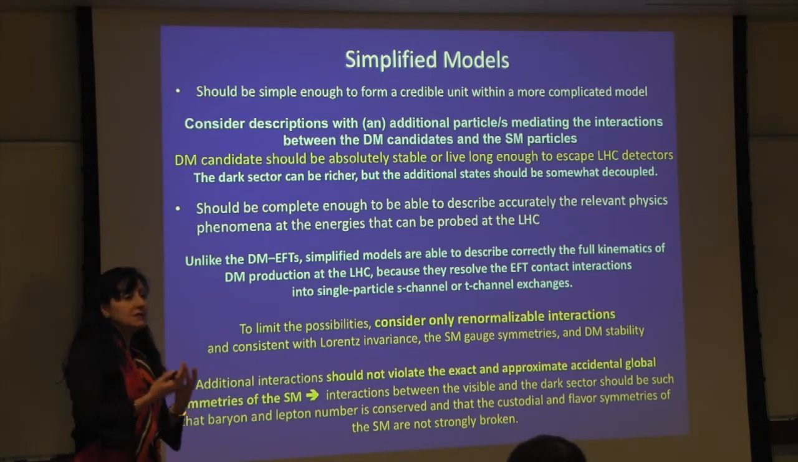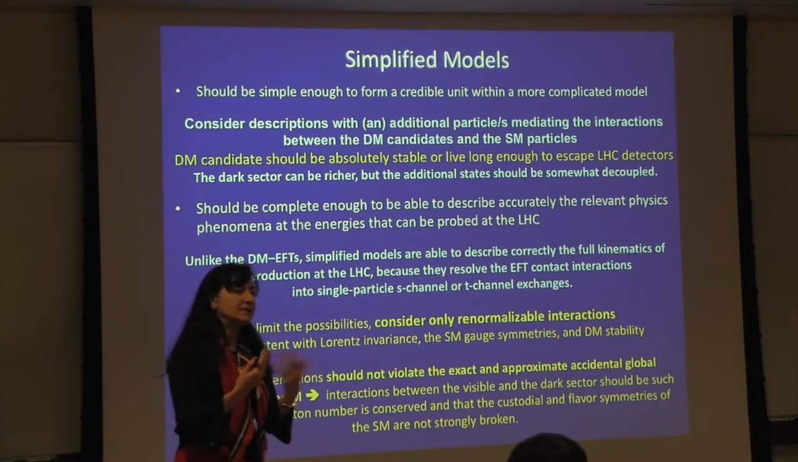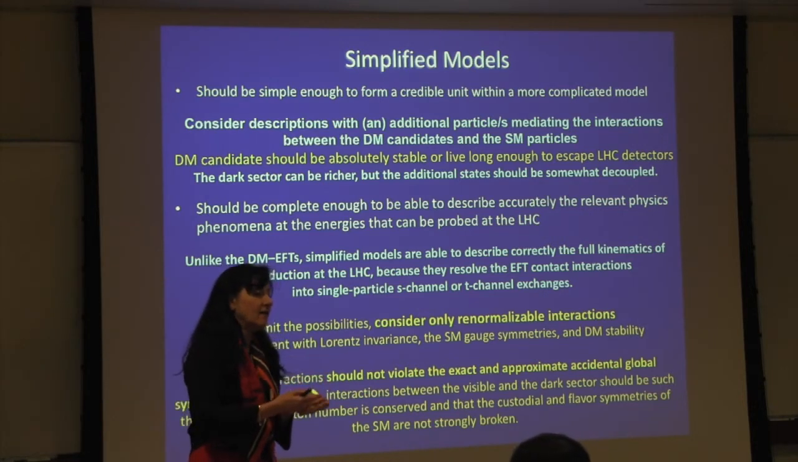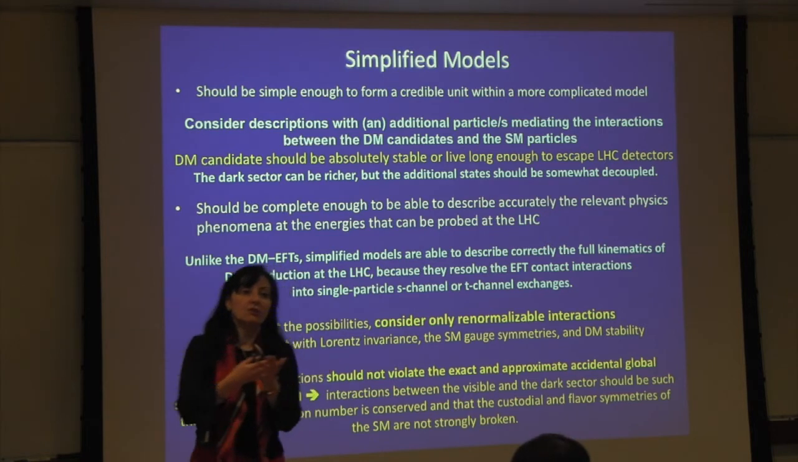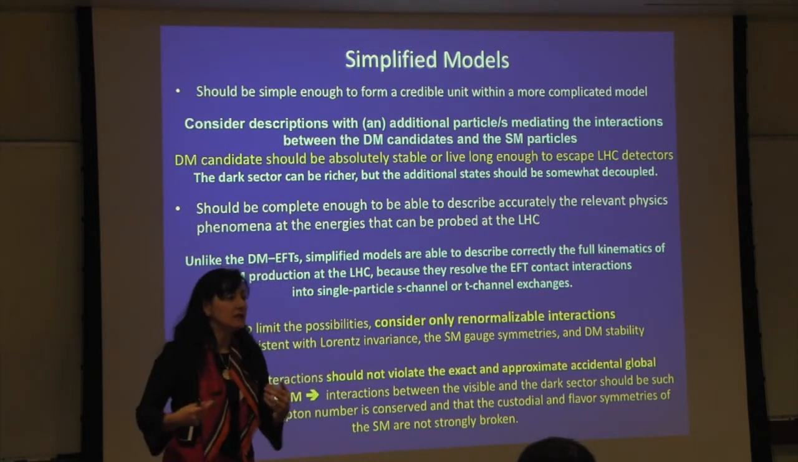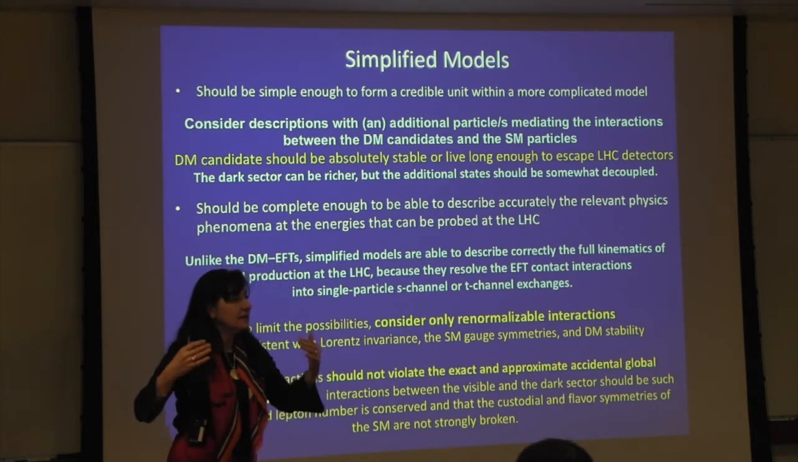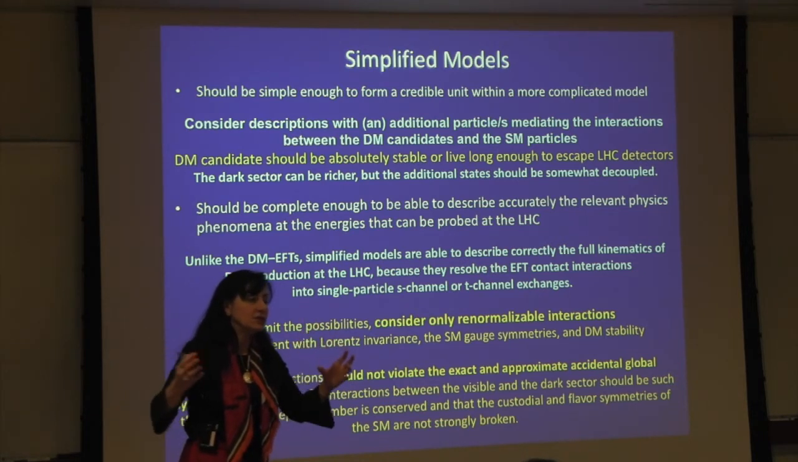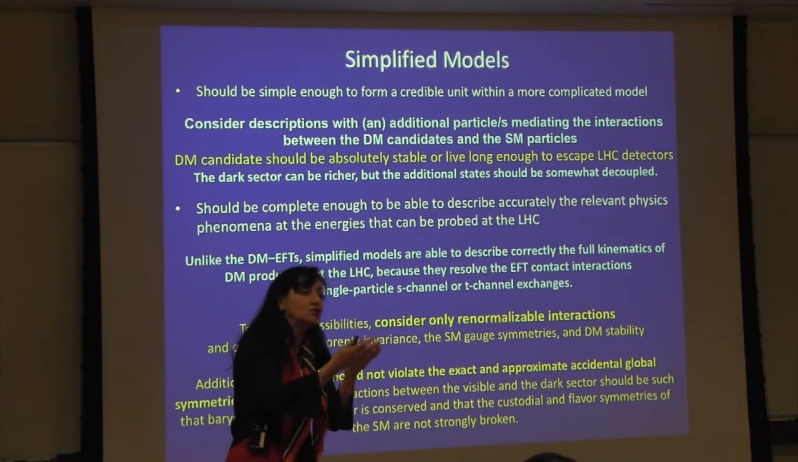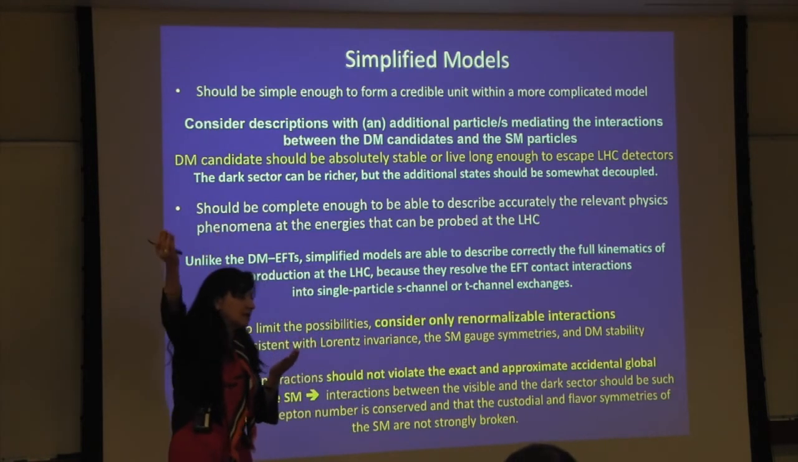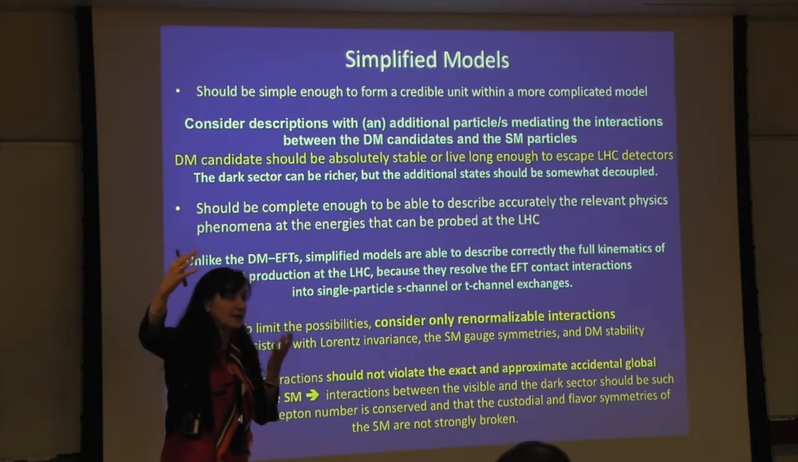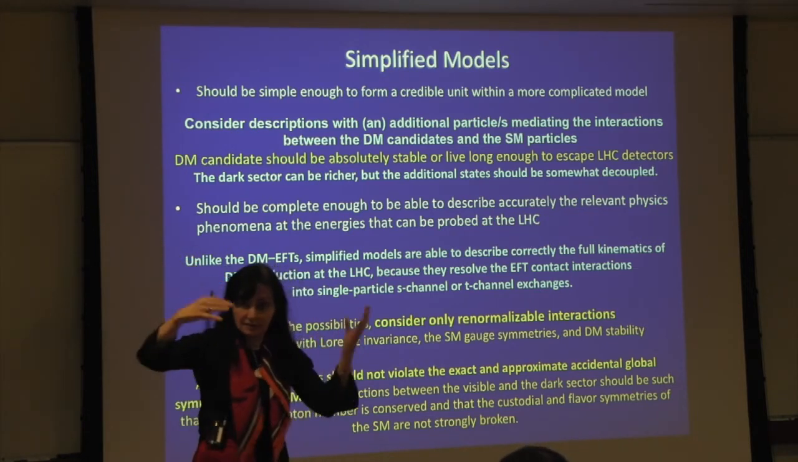What it means is that I would like to have, for example, a simplified model with a mediator which is, let's say, a color scalar. My idea is that this would be a simplified model for a model of supersymmetry where I am resolving the squarks and the dark matter, but integrating many other particles out. That's the idea of a simplified model, correct?